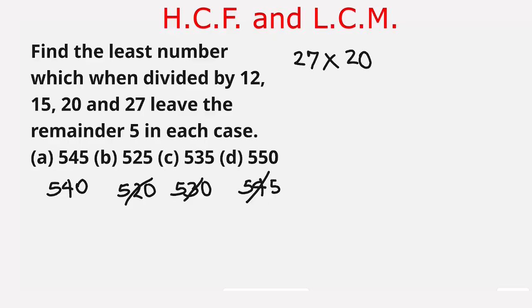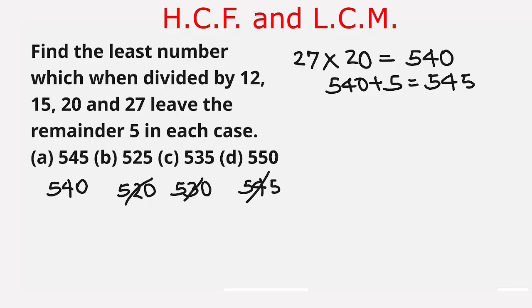The other number left is 12. 12 is 4 times 3. 3 is included in 27 and 4 is included in 20. So 12 is included in 27 multiplied by 20. It means that our LCM is 27 multiplied by 20, which is 540. Now the remainder is 5 in each case. So we add 5 to it. So 540 plus 5 is 545. And this is our answer. It means that option A is our answer.